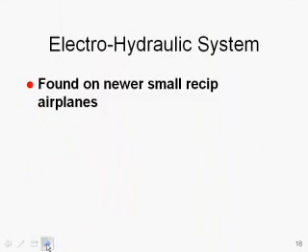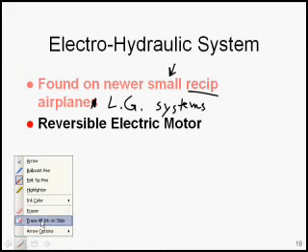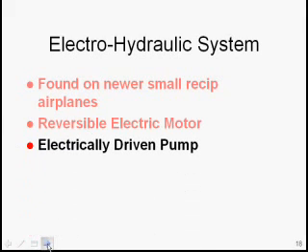Here is the electro-hydraulic system. You're going to find electro-hydraulic landing gear systems on smaller airplanes. And when I say smaller, I'm talking about less than 12,000 pounds. It's not an exact number. And what powers the hydraulic pump instead of your foot or being manually powered, it's powered by an electric motor that can go in 2 different directions, so it's reversible. And the pump, therefore, is driven electrically.